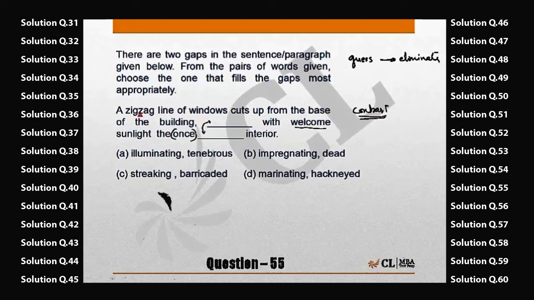And also we can take a guess. A zigzag line of windows cuts off on the base of the building, something that says bright of sunlight, which was once dark interior. So something like this is what we want to see, and we find that in option A straight away. Eliminating is something that is bright, tenebrous is something that is dark or murky. So option A would be the perfect answer choice.